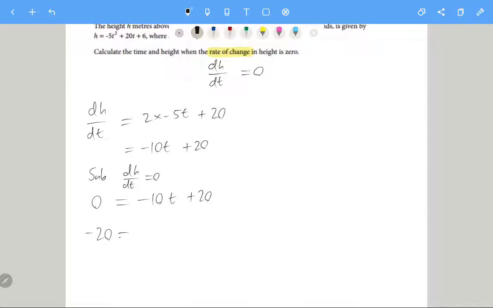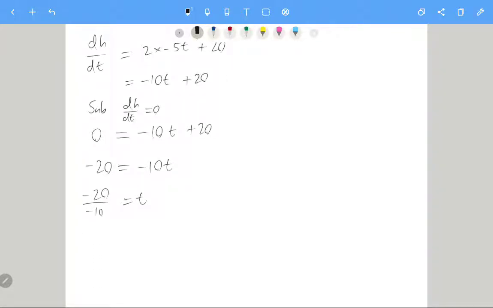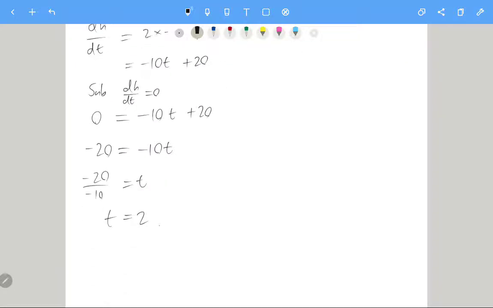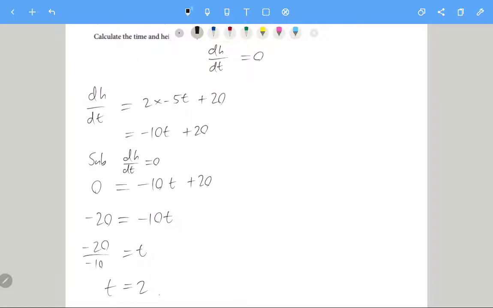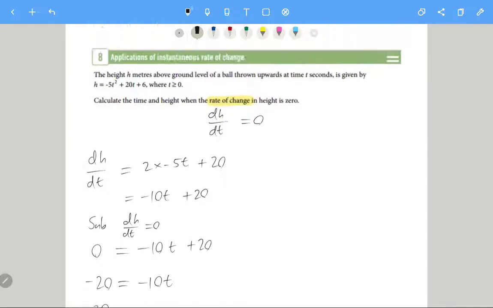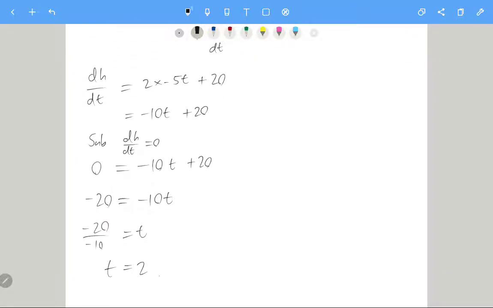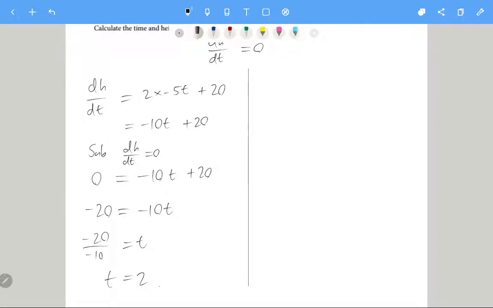So we get minus 20 is equal to minus 10t, divide both sides by minus 10, and we are left with t is equal to 2. So therefore, at time 2, the gradient is equal to 0. But it also wants us to calculate the time and the height. So we now need to go back to the original function to work out the height.